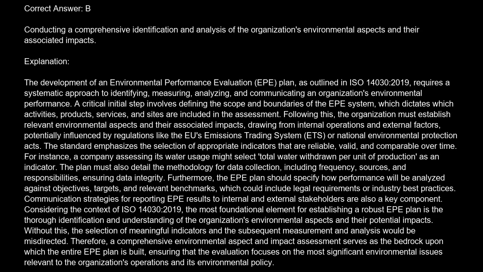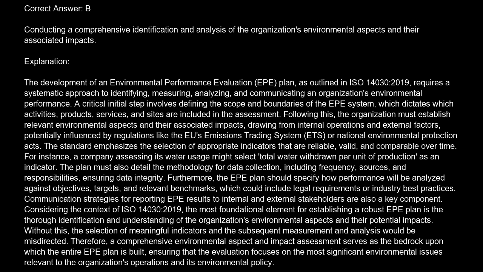The correct answer is B. Conducting a comprehensive identification and analysis of the organization's environmental aspects and their associated impacts. Explanation: the development of an environmental performance evaluation (EPE) plan, as outlined in ISO 14030, 2019, requires a systematic approach to identifying, measuring, analyzing, and communicating an organization's environmental performance. A critical initial step involves defining the scope and boundaries of the EPE system, which dictates which activities, products, services, and sites are included in the assessment.